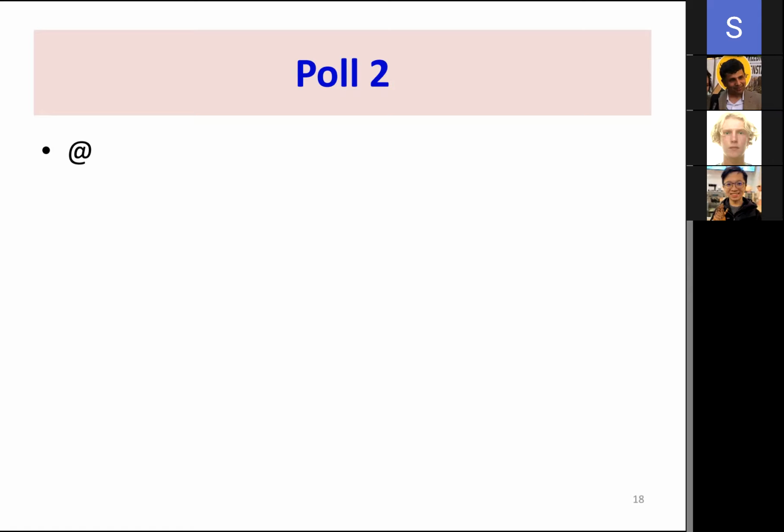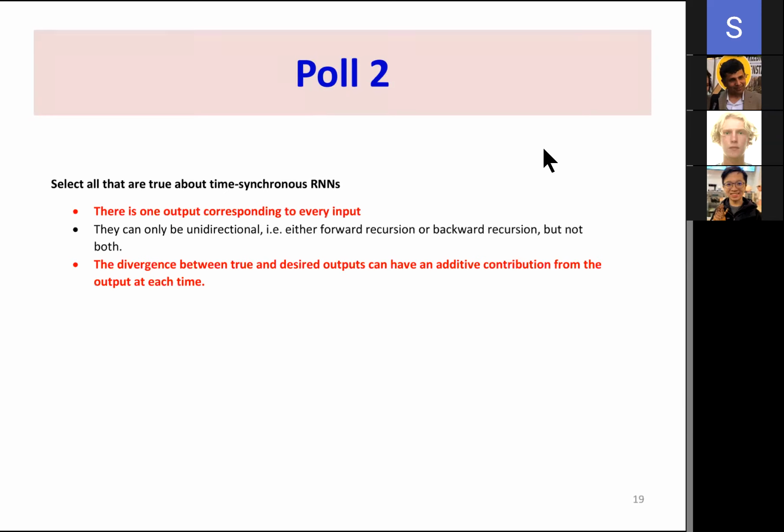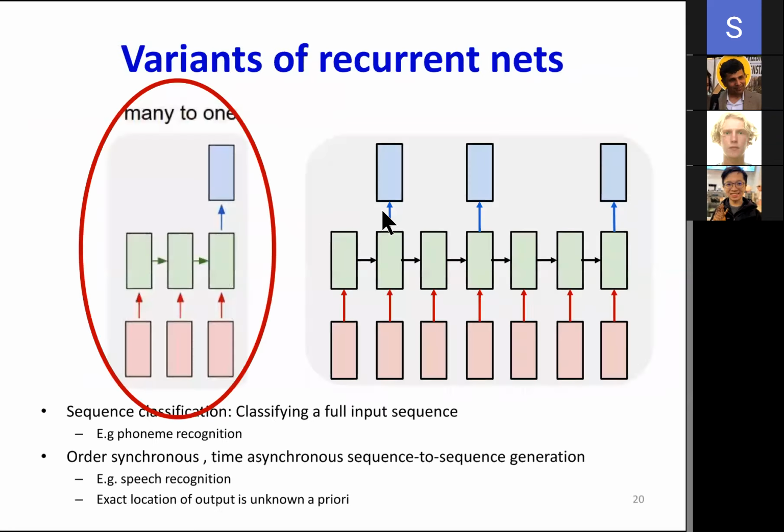But let's look at what the actual question and the answers were. This is what we call a time synchronous recurrent neural network, where you have one output for every input. Here you have one output corresponding to every input by definition. And the network itself can be either forward or unidirectional or bidirectional. So it doesn't really matter. Now, the divergence between the true and desired outputs can be defined as having additive contributions from the outputs at each time. We just saw this.